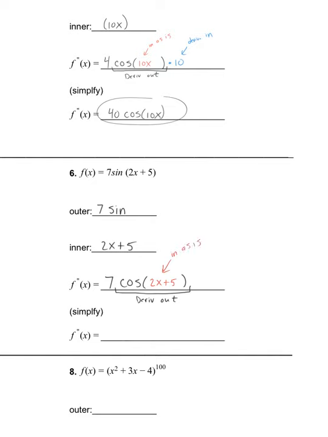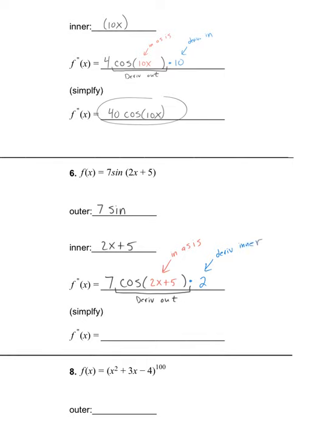All right, third step, we multiply everything by the derivative of the inner. To take the derivative of this is a power rule. The derivative of 2x is 2, and the derivative of 5 is 0. So the derivative of our inner is just 2. That is the derivative of the inner.